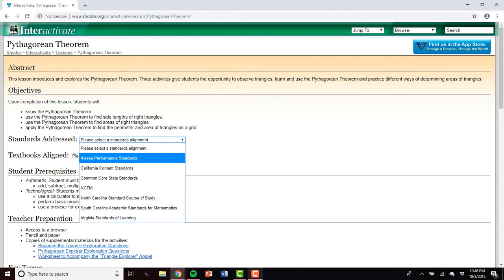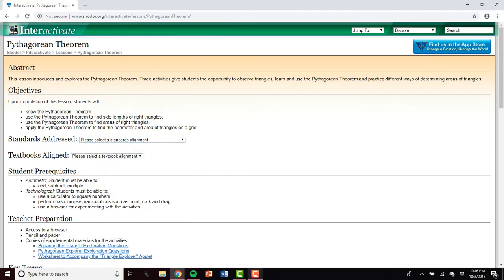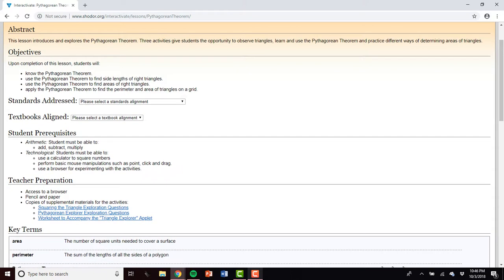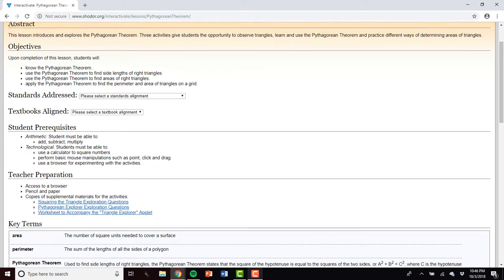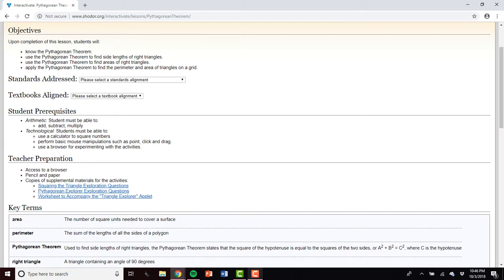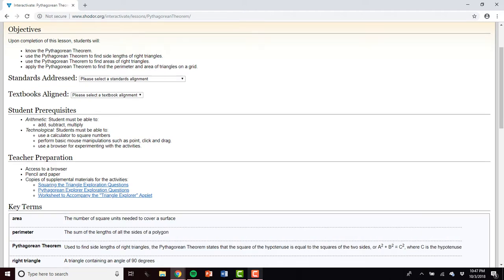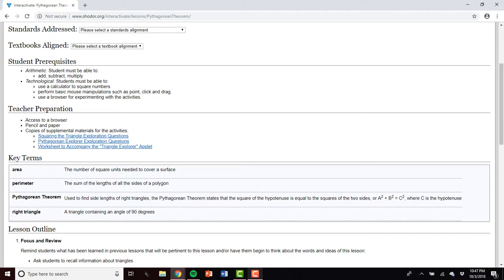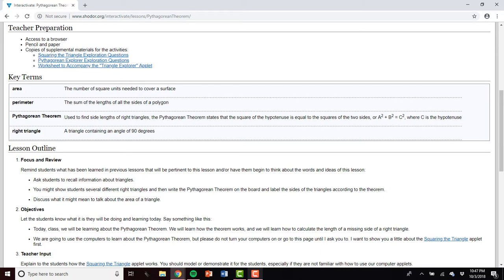Depending on which school you teach at, textbooks may be aligned with it, though it seems like it's only one. Other than that, it still provides very useful information, like students' prerequisites, what they need to know before this lesson, and how the teacher can be prepared. And I would use this.